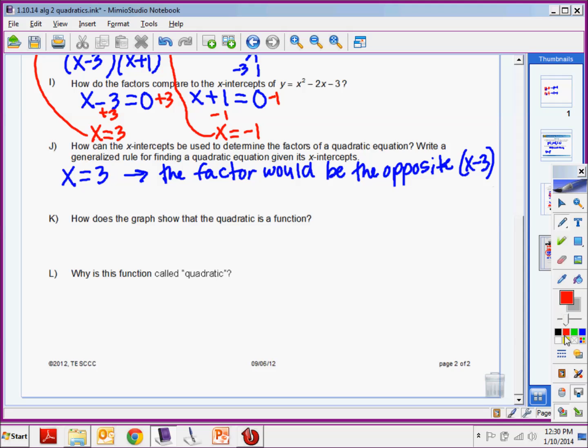Okay, what if it was a fraction? Do we remember how to do it with a fraction? Flip it, right? What if I have x equals 1 over 3? What happens with that? The bottom is the coefficient and the top is the constant, right? There you go. So what do you write back here?